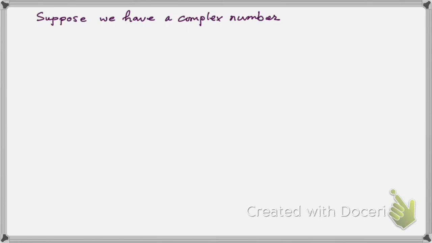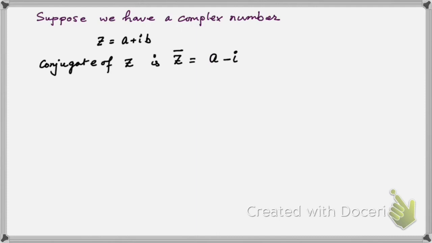Now suppose we have a complex number z is equal to a plus ib. Then the conjugate of z, that means of a plus ib, is given by z bar, which is going to be equal to a minus ib. When there is a plus, its conjugate has a minus. So hope you know these things.